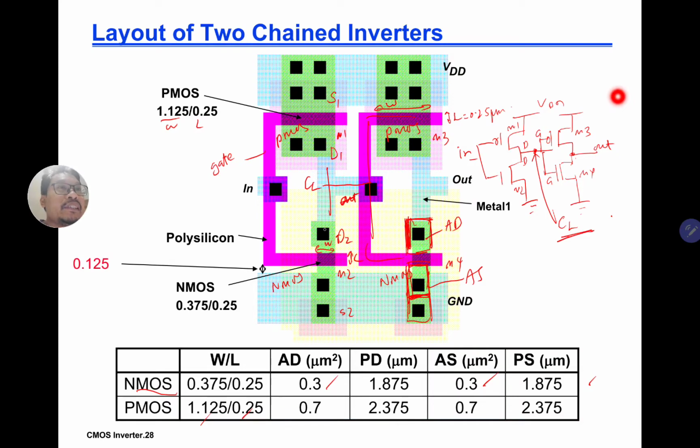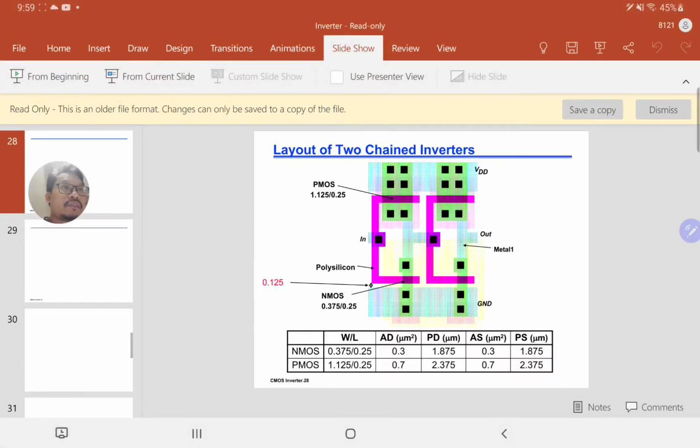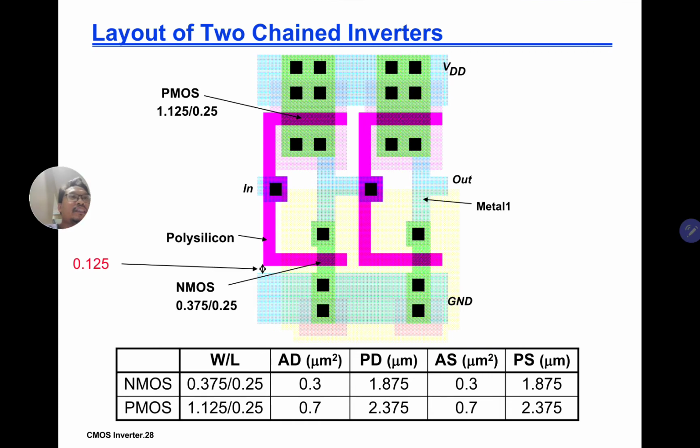What is the capacitance on this line? What are the components of the capacitance on that line? I think it's quite messy, so let's just start again on this one. Let's get a new one here.